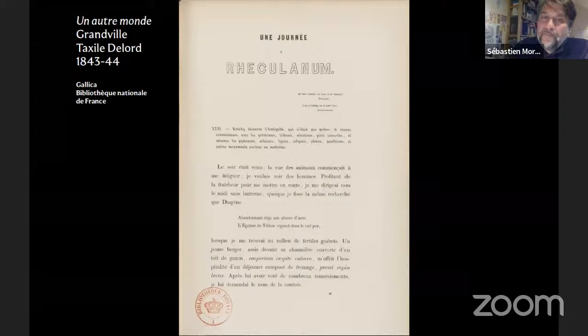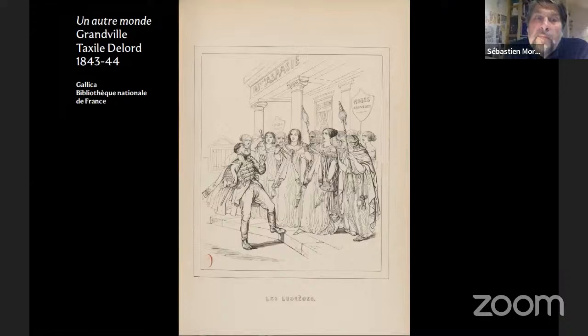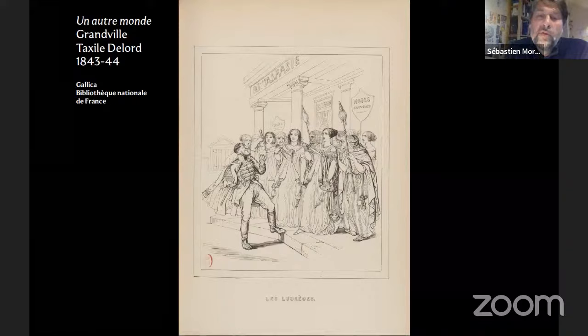And especially when some images made by Granville are matching the mood of this sans serif. So I would advise you to have a look at this book. There's a good digitized version on Gallica, the website of the Bibliothèque Nationale de France, because it's a really wonderful book. You will have lots of fun.